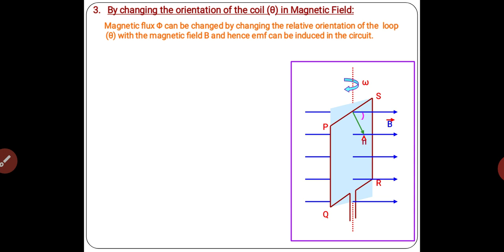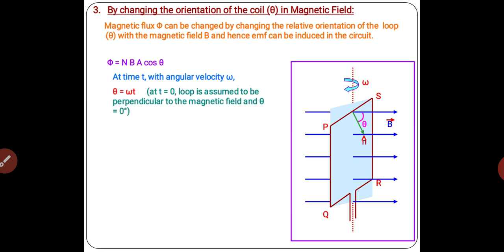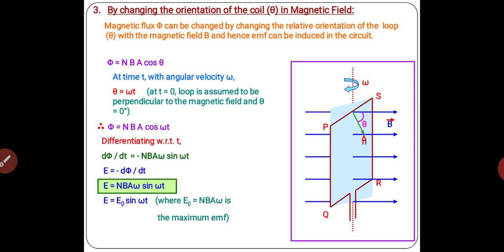n cap is the unit normal vector, and θ is the angle between n cap and B bar. Here φ is given by NBA cos θ. At a time t with angular velocity ω, θ = ωt, that is at t = 0, the loop is assumed to be perpendicular to the magnetic field and θ = 0. Therefore φ = NBA cos ωt.